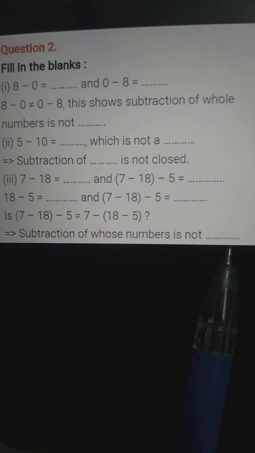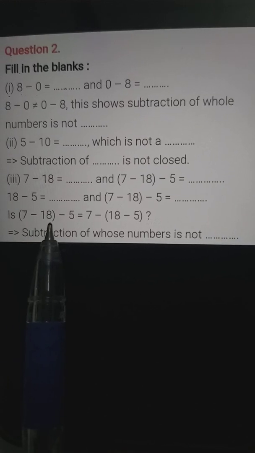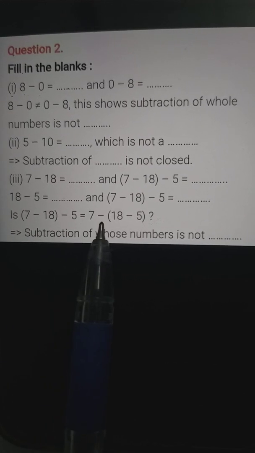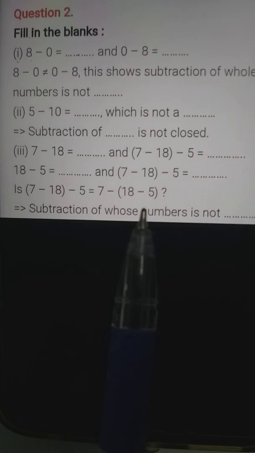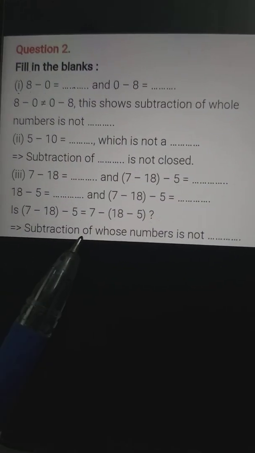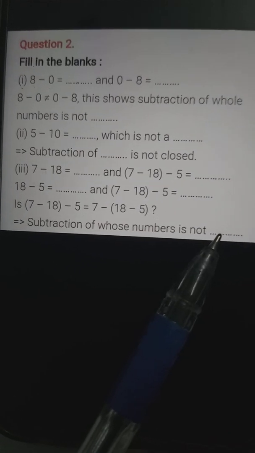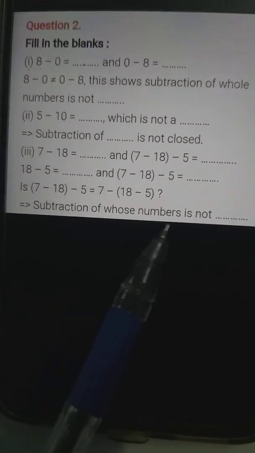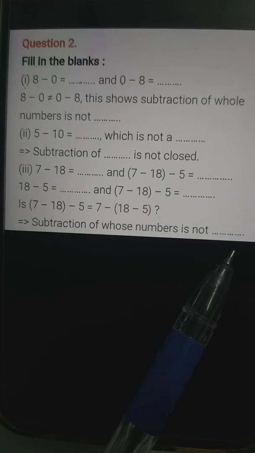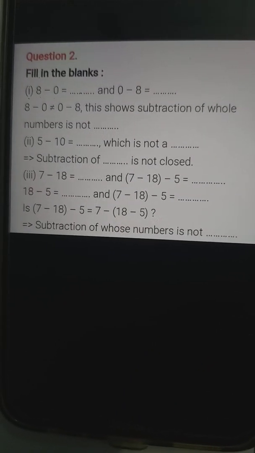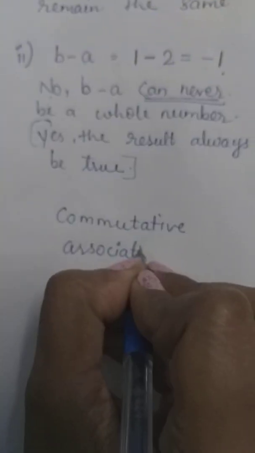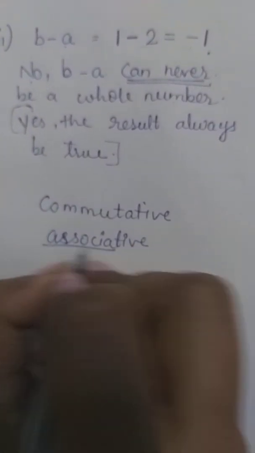Now we have to give the reason. Subtraction of whole numbers is not associative. Subtraction of a whole number is not associative. Okay, you have to write associative. I'll write the spelling for you: associative.